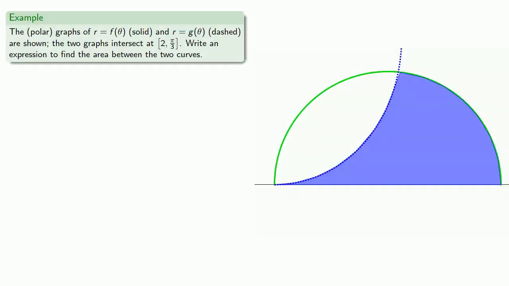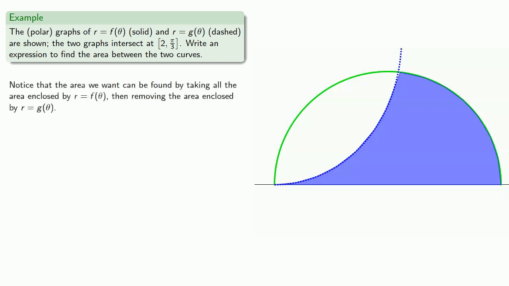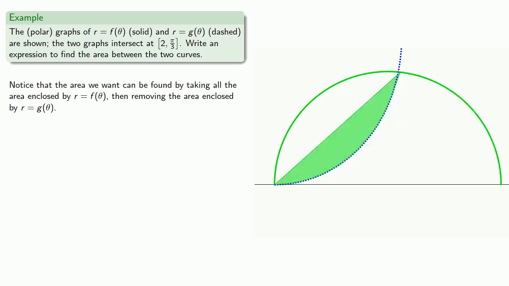So, for example, let's say we have the polar graphs of r equals f of theta and r equals g of theta. And suppose the two graphs intersect at 2 pi thirds. Write an expression to find the area between the two curves. And notice the area we want can be found by taking all the area enclosed by r equals f of theta, then removing the area enclosed by r equals g of theta.